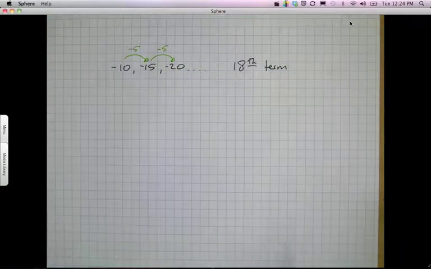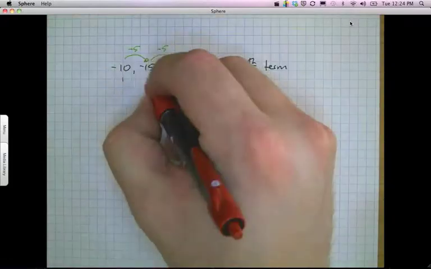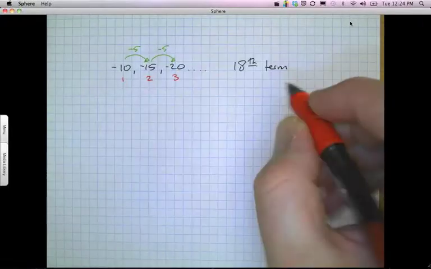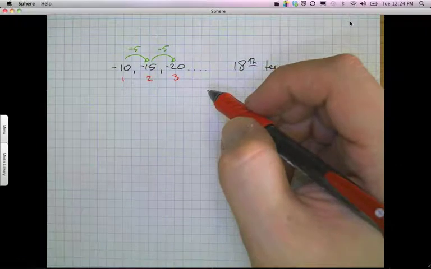And you could say, well, I could just keep subtracting 5, and I could do it a bunch more times until I get to the 18th term. And you could write down every single term number. So this is term number 1, and term number 2, and term number 3. And you could just keep going until you finally get to the 18th term. But let's be honest, it takes a long time.